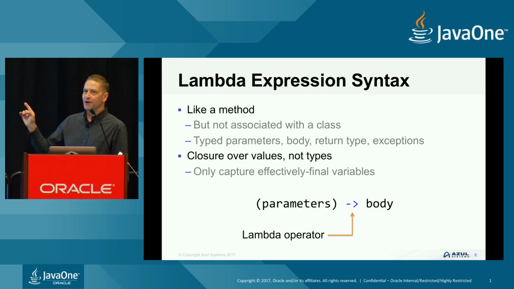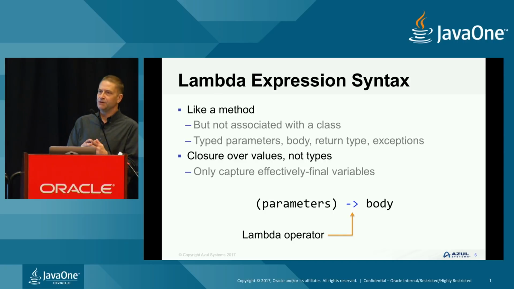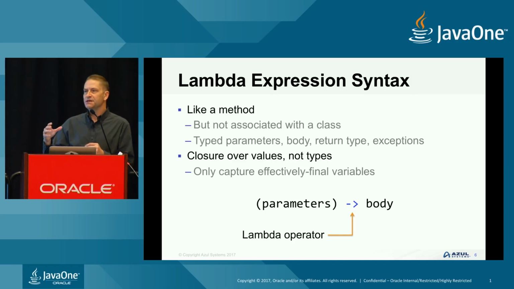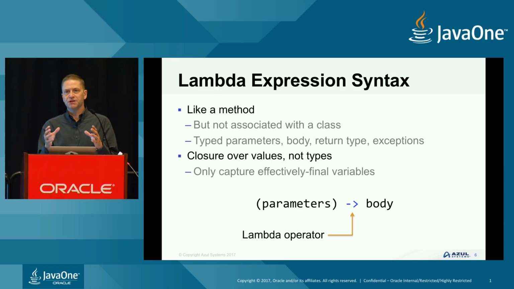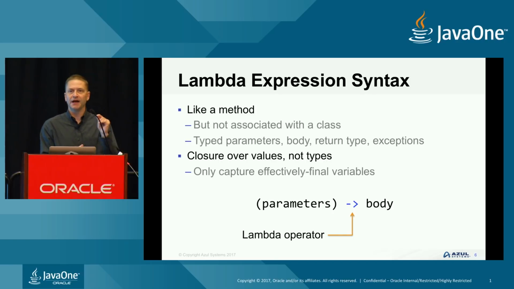The other thing about this is that it is a closure over values, not a closure over types. What that means is that if you look at how you can use a lambda expression, you can reference variables from the surrounding scope. So you can reference variables from outside of the lambda expression and use those in your lambda expression. But there is a restriction on that.